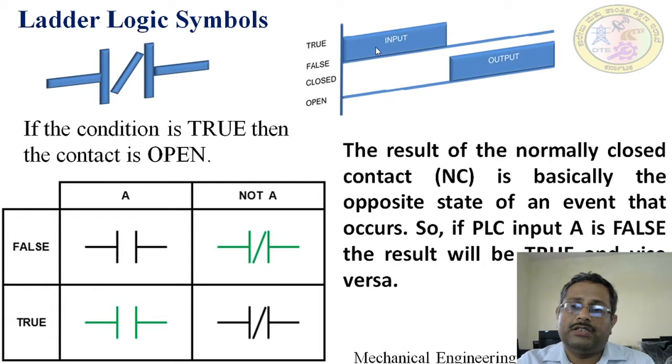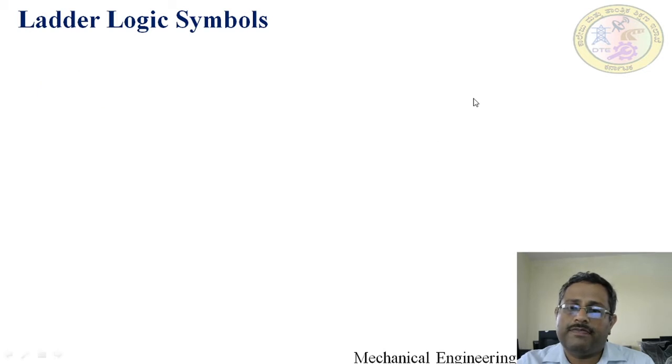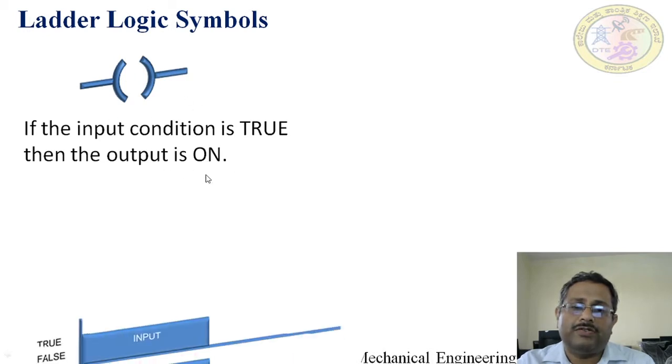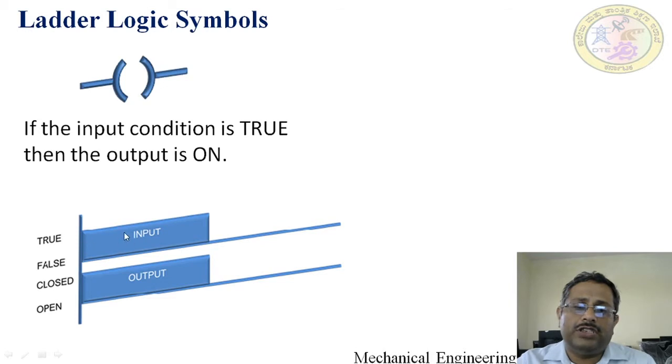See here. If the input is true, then the contact will be open. If the input is false, the contact will be closed, just opposite to the input given. Next we will see the coil component, or output component. Here, if the input condition is true, then the output is turned on, otherwise it will be turned off. See here, if the input is true, the coil will be energized. If the input is false, the coil will be de-energized, that is, in the off condition.